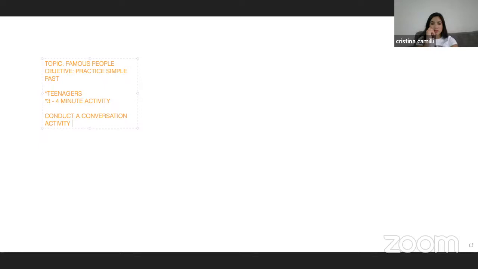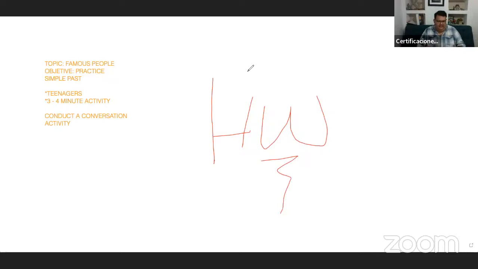You're going to recycle simple past, the learners are teenagers, and la tarea es conduct a conversation activity using this description. O sea, acuérdense, es practicing. Imaginemos que ya vimos simple past con ellos. What is the activity that you're going to give so they can practice simple past? Understand the activity? Yes. How many activities? Just one. Okay. Para que sepan los demás. All right. Good. All right. So that's one homework.